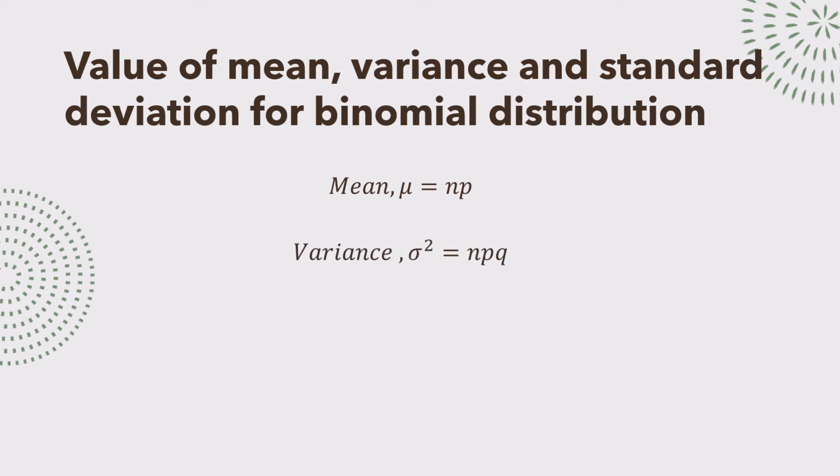So the formula for mean is mu equal to np, where n is the number of trials and p is the probability of success. The variance is sigma squared, which is equal to npq. So n is the number of trials, p is the probability of success, q is the probability of failure. For standard deviation, you just take the square root of the variance.